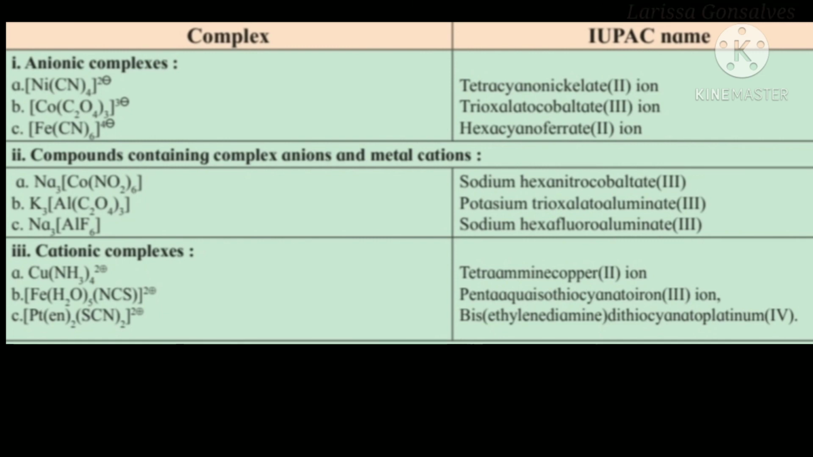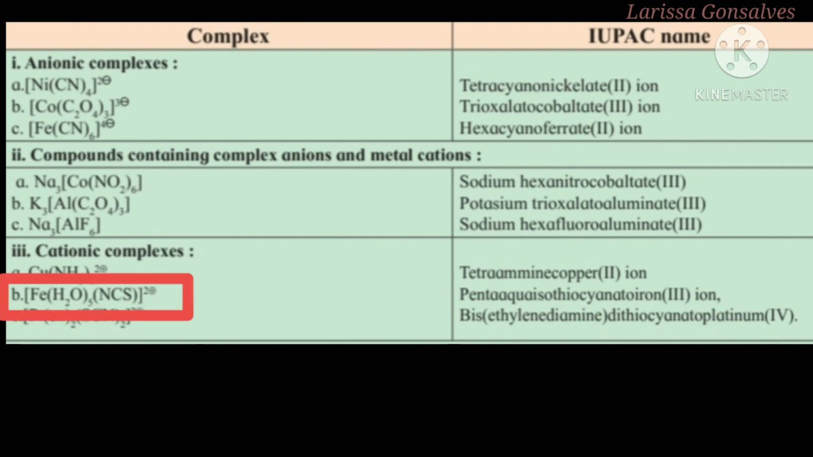Keep in mind, when it is a cationic complex, the name of the central metal ion is written as usual. You need not put any suffix there. So let us start with the first one, which is [Cu(NH3)4]2+. So we have 4 ligands of ammonia, and ammonia is written as amine. So tetraamine copper, then you need to find the oxidation state of copper, which comes as 2. So the name is tetraamine copper(II) ion.